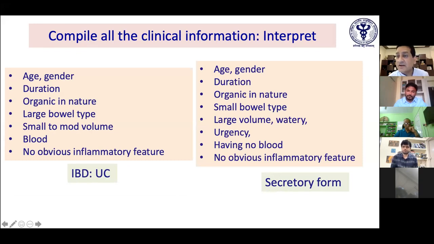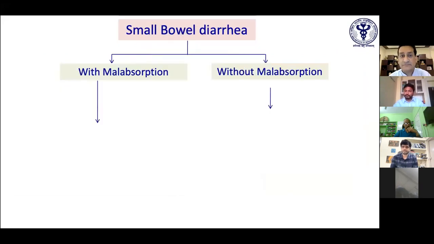3 years, organic disease, small bowel type, large volume, watery, with urgency, no blood, no inflammation, nothing but secretory form diarrhea. So taking a good clinical history, giving a good examination, summarizing them in systematic order, you will make an interpretation. You might be wrong, you might not find the diagnosis, but that's immaterial.